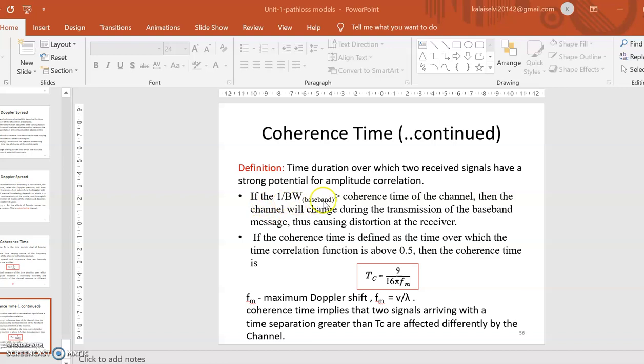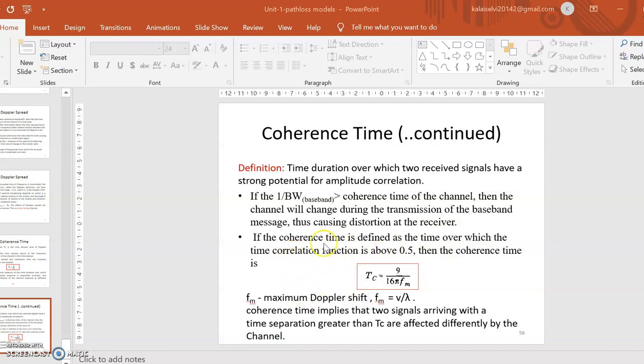If the reciprocal of the baseband signal bandwidth is larger than the coherence time of the channel, then the channel will change during the transmission of the baseband message, thus causing distortion at the receiver. If the baseband bandwidth is larger than the coherence time of the channel, then the channel will change during the transmission of the baseband message, thus causing distortion at the receiver.